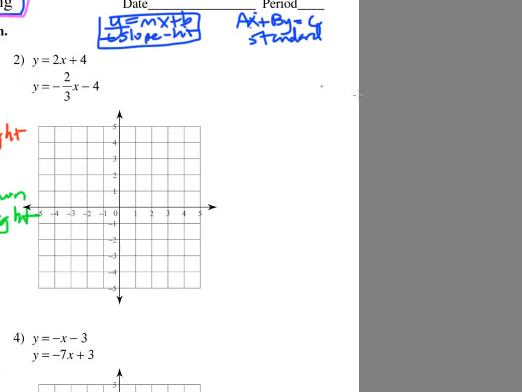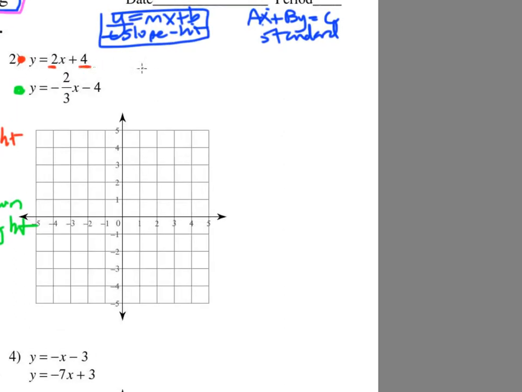Why don't I do red for this one again, and we'll do green for the bottom one again. And again, we want to find what point works for both of them. So let's go ahead and begin and move. So this is our M, this is our B, right? M equals 2, but let's write that as a fraction, 2 over 1. And our B equals 4.